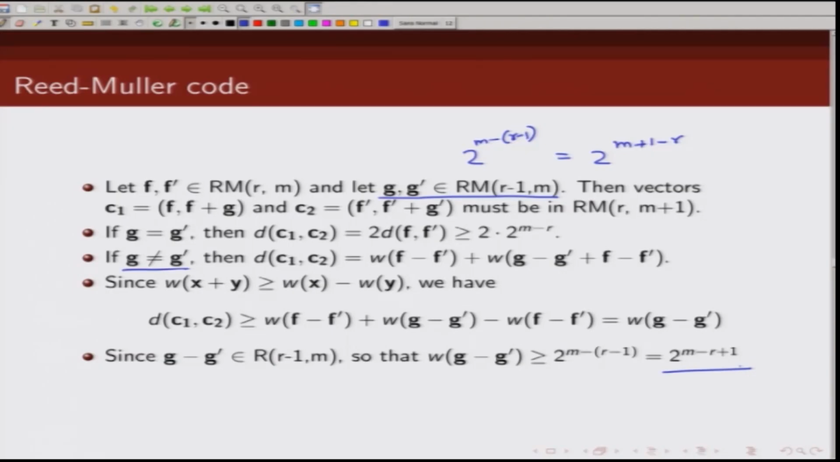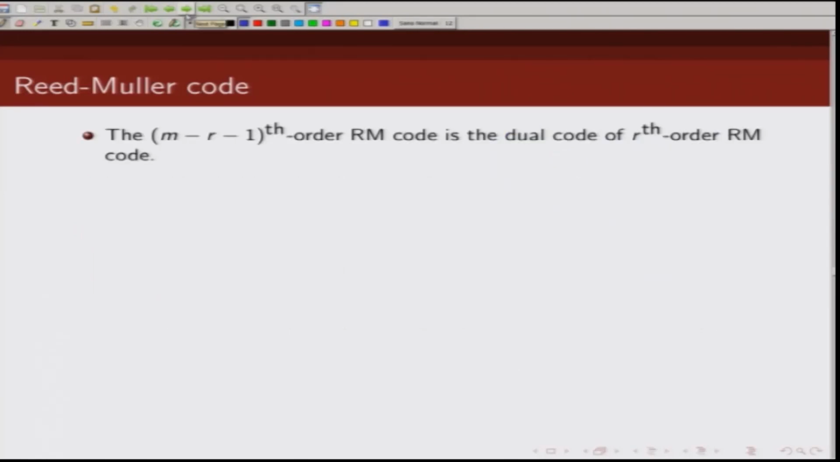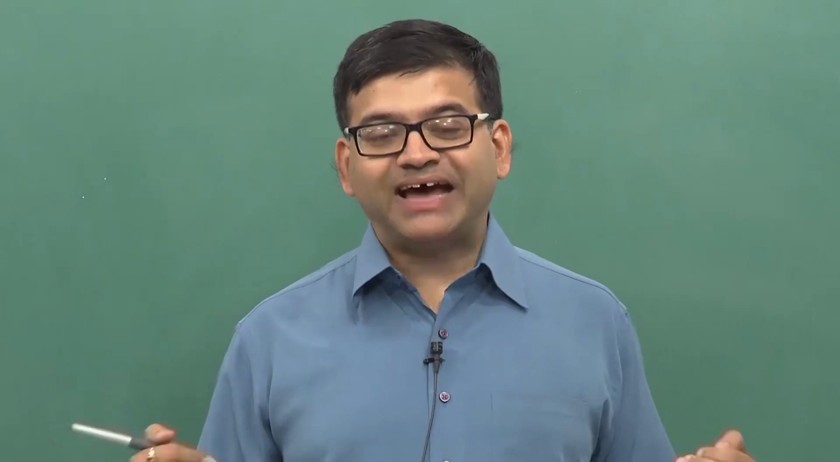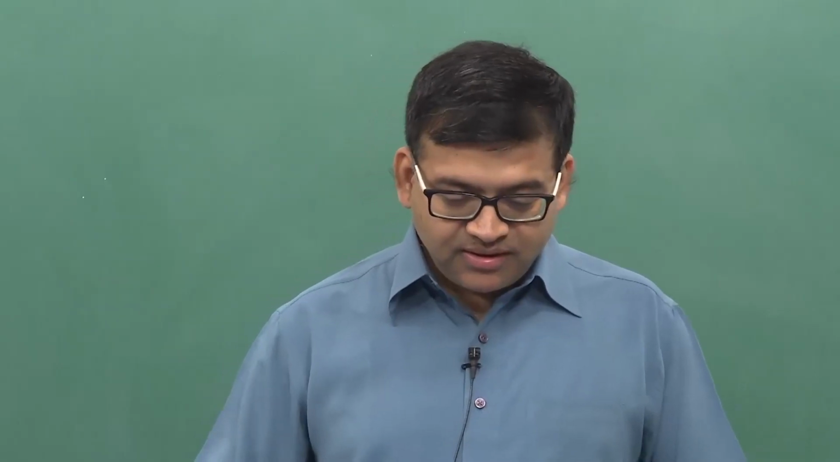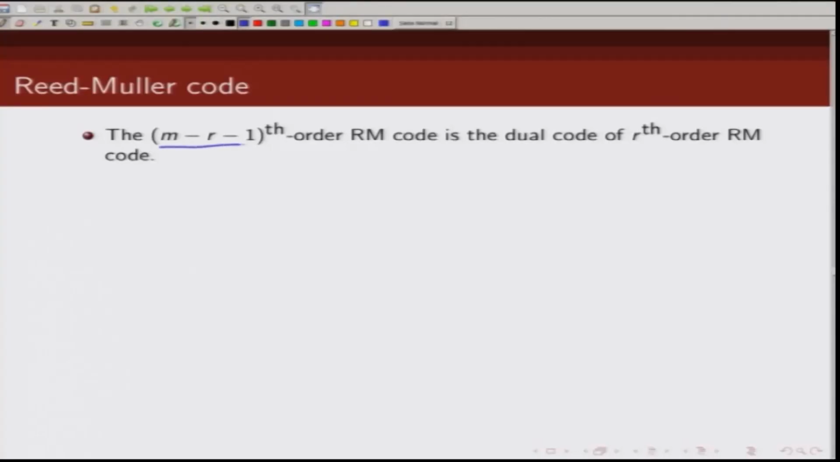So, now we have proved the minimum distance of the rth order Reed-Muller code of length 2 raised to power m plus 1 is basically given by this. So, this will conclude the proof using mathematical induction that the minimum distance of Reed-Muller code is 2 raised to power m minus r.